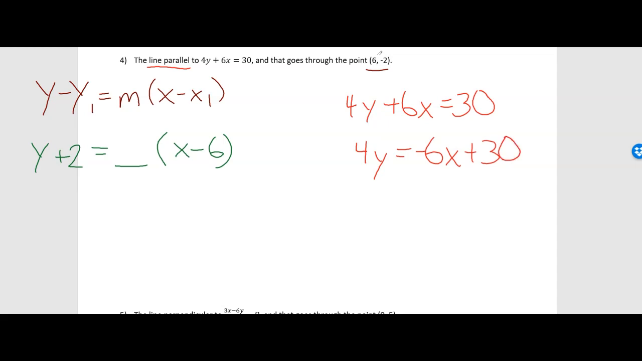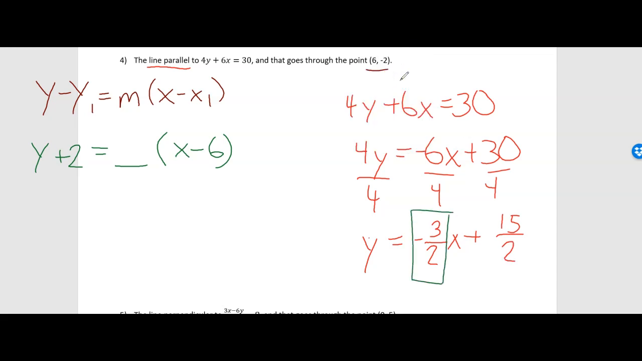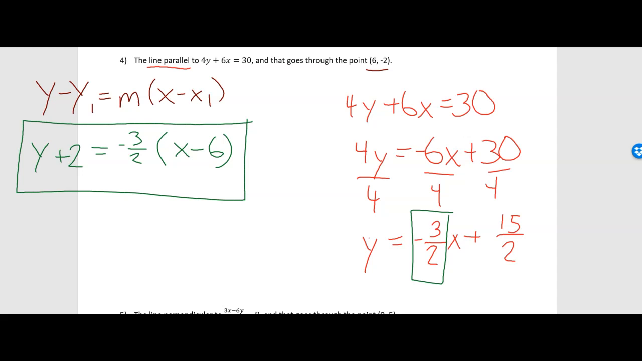And I'm going to divide everything by 4. So I get y is equal to, if I simplify, negative 3 halves x plus 15 halves, which means my slope is negative 3 halves. I'm going to put that in there and box my answer. Again, no need to convert it to slope-intercept because it does not ask us to.